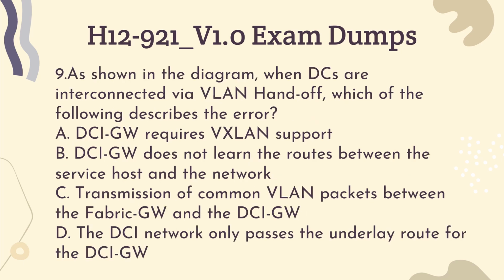9. As shown in the diagram, when DCs are interconnected via VLAN handoff, which of the following describes the error? A. DCIGW requires VXLAN support. B. DCIGW does not learn the routes between the service host and the network. C. Transmission of common VLAN packets between the Fabric GW and the DCIGW. D. The DCI network only passes the underlay route for the DCIGW.